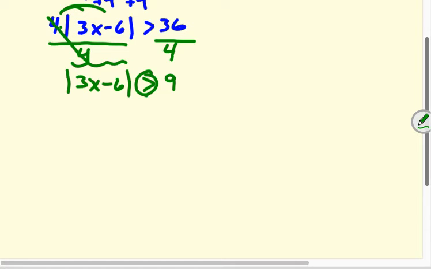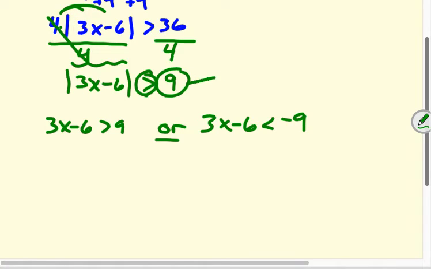It's greater than, so I'm going to use OR. And first of all, 3x minus 6 is greater than 9. Or, the other part of it would be 3x minus 6 is less than -9. Remember, when I change this positive to a negative, I also have to flip the inequality symbol around. And then there's your compound inequality. You solve that, and then you're done.